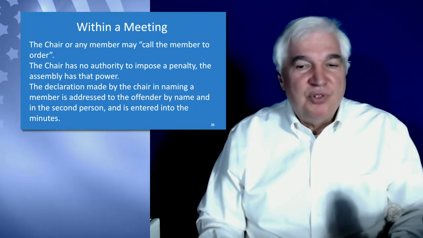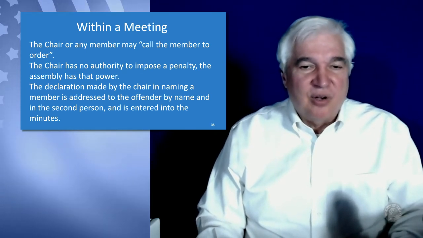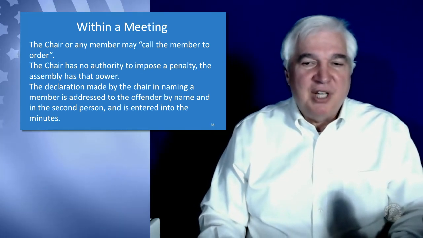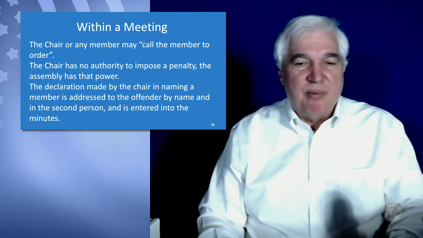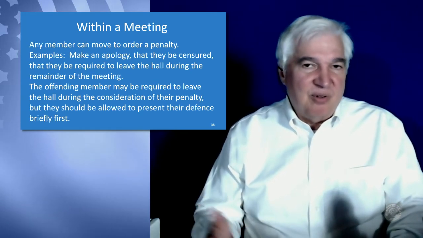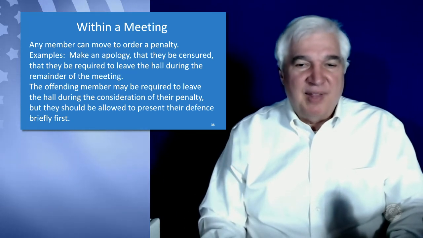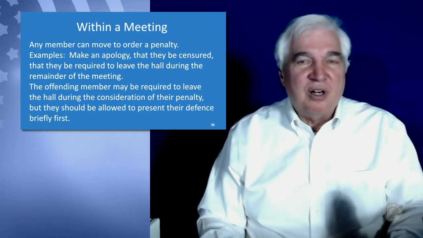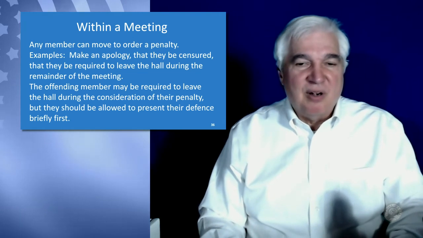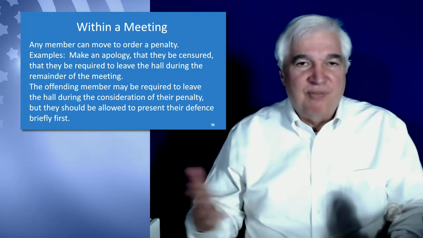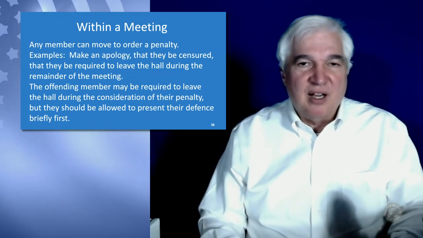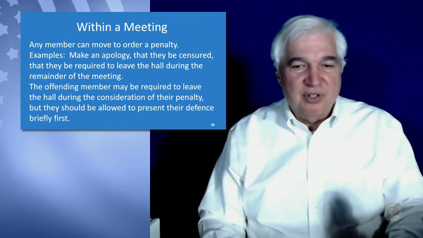Any member can move to order a penalty. So you can order to make an apology, that they be censured, that they be required to leave the hall during the remainder of the meeting. So you say, "I move that the member called to order apologize to the speaker for the accusations that they made in the meeting." And then you would vote on the motion, and if a majority agreed, then that's what that person would have to do.